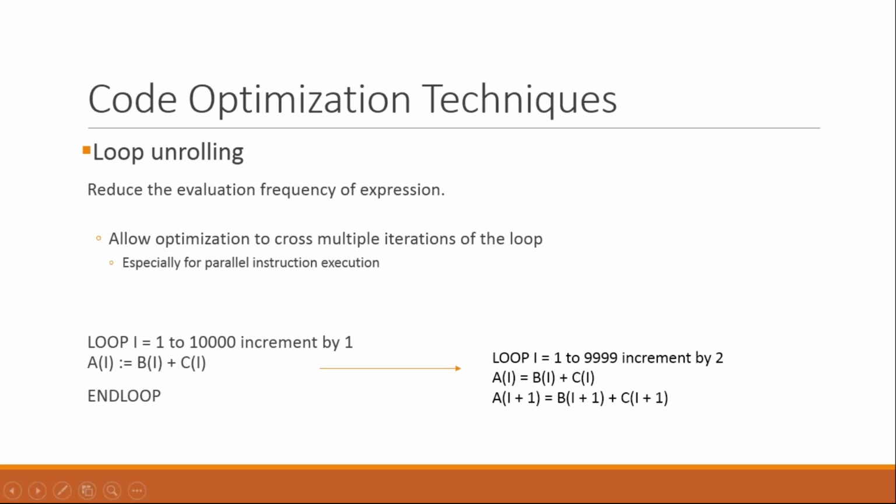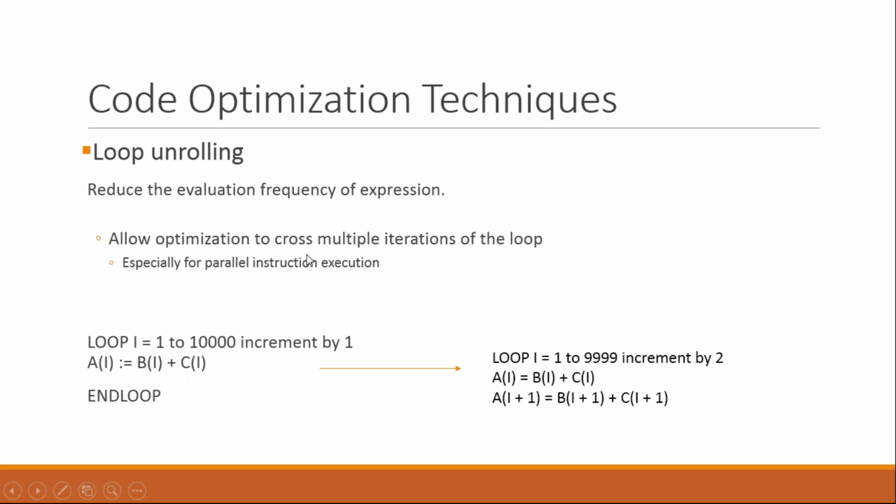So as you can see on your screen, there is one for loop starting with 1 and going up to 10,000, incremented by 1, right? Now it will give the result b of i plus c of i and store it into a of i, right? So it is something like array initialization or array addition. Okay.